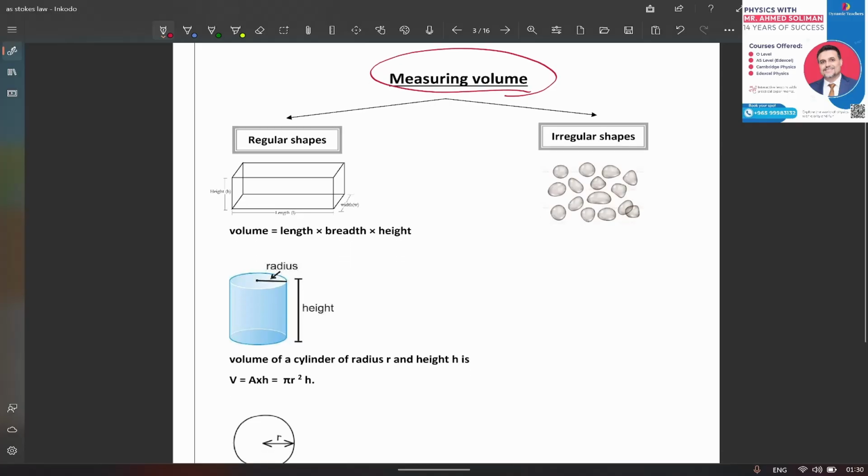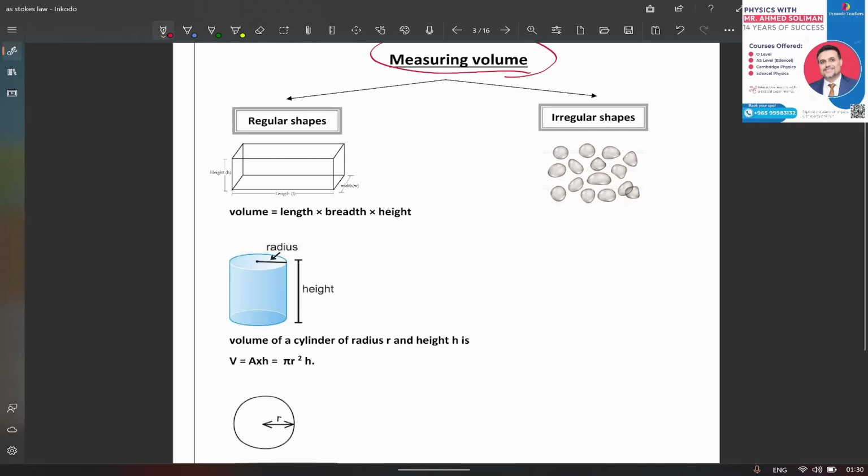We can use a ruler, micrometer screw gauge or vernier caliper if the object is what? A regular shape object. So for example, if we have a rectangular block like this or a cube, we can measure the length, width and height using a ruler. Then the volume will equal length multiplied by breadth multiplied by height.